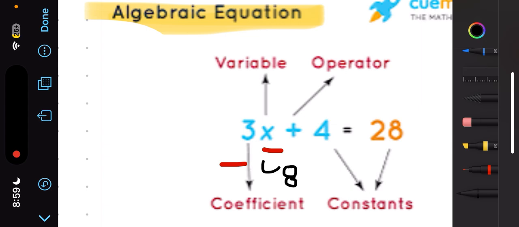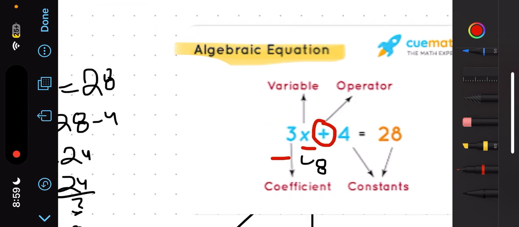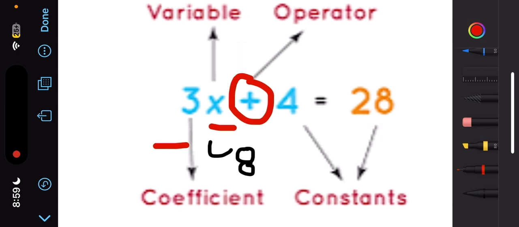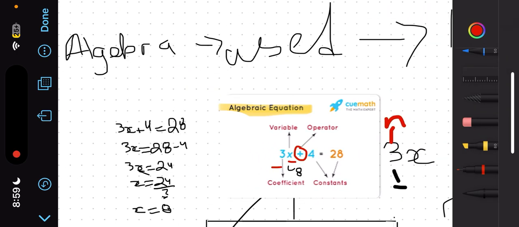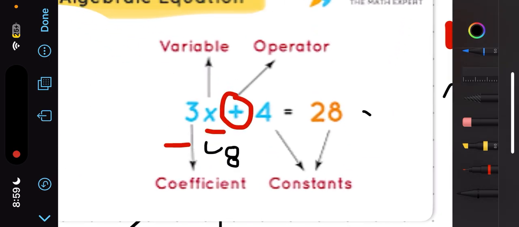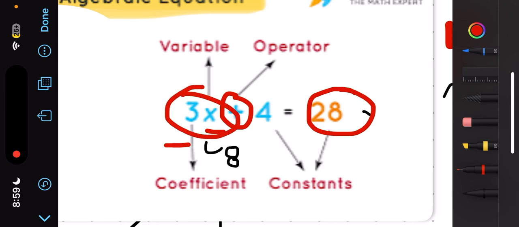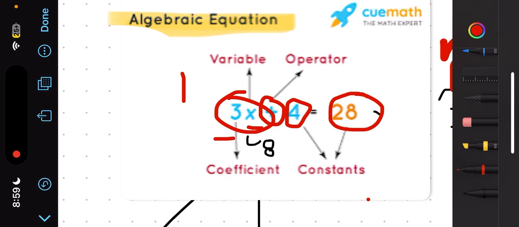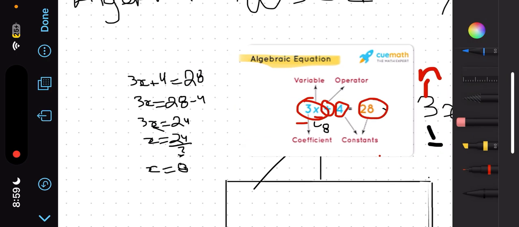So every time a variable has a value. Then we have an operator. You know what an operator is, like plus, minus, divide, multiply. Then we have constants. Constants are numbers that are separate from the variable. Here also there is a constant, 4, which is separate from the variable and coefficient. So this is constant, variable, operator, and coefficient.